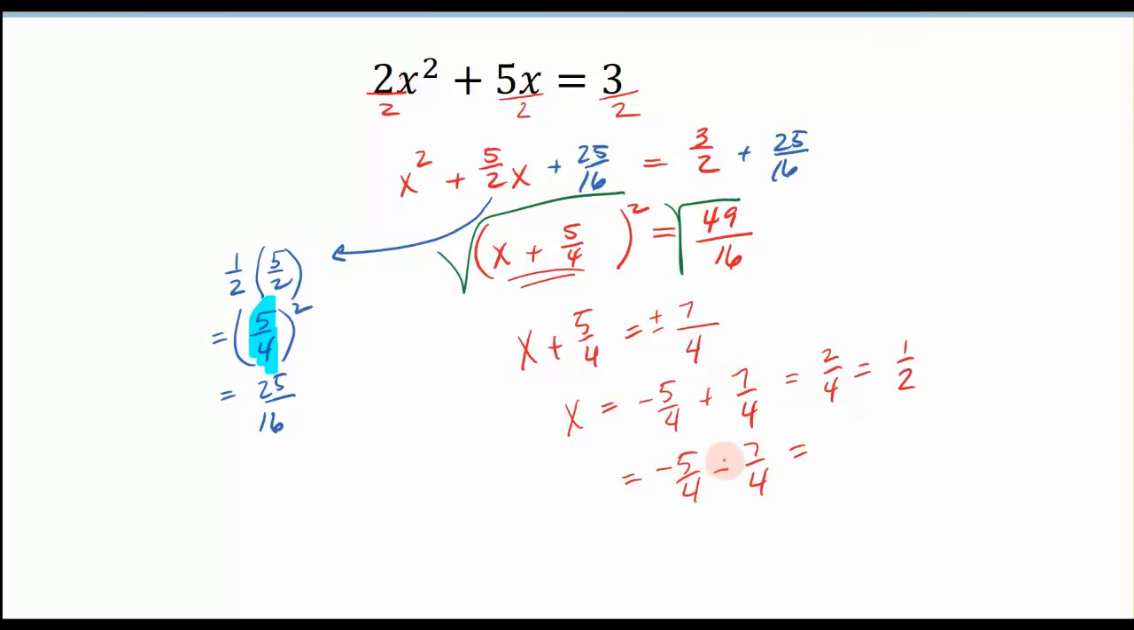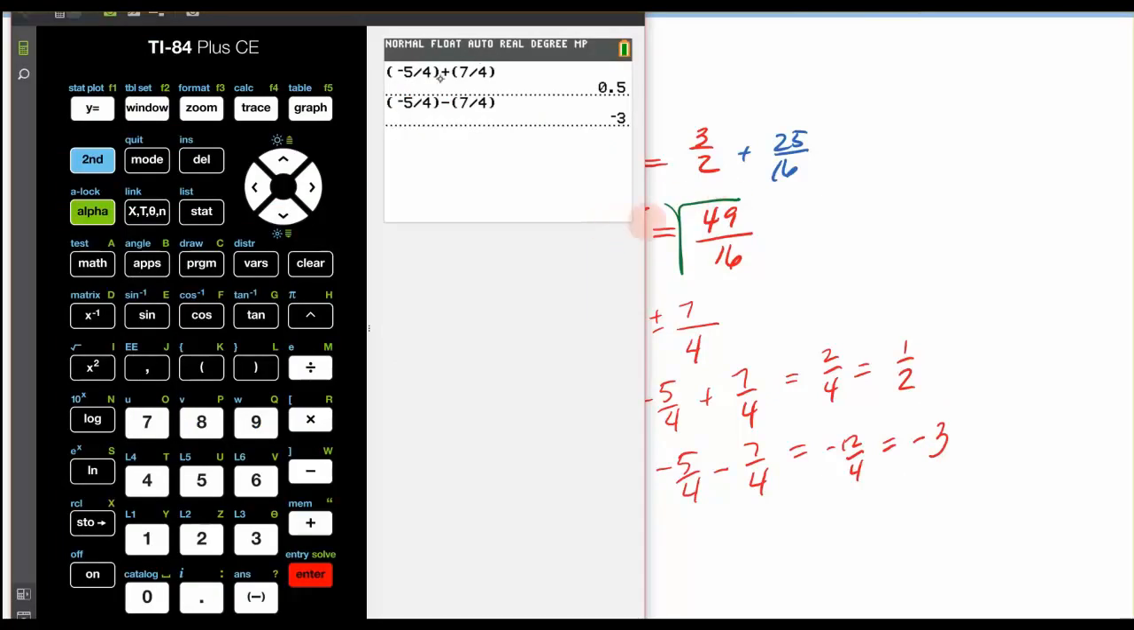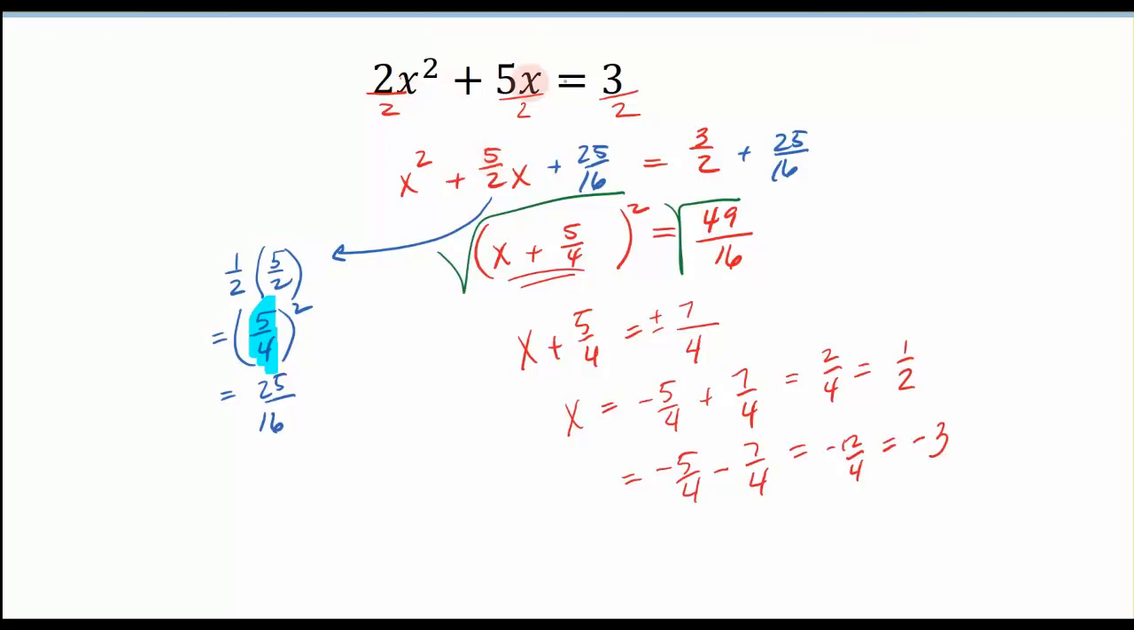Here I end up having negative 7 and negative 5, which would be negative 12/4, and negative 12/4 would just be negative 3. So my solutions to this would be x is equal to 1/2 as well as negative 3. And you can always check those answers by using your calculator, which is what I've done over here on the left-hand side. So that's the answer to this equation that we're looking at here using completing the square.